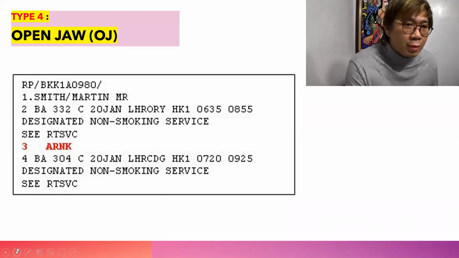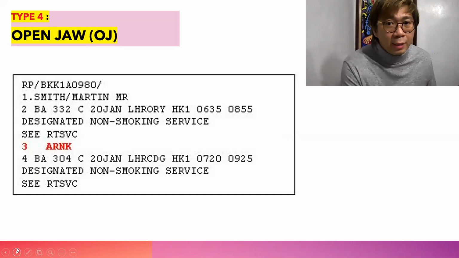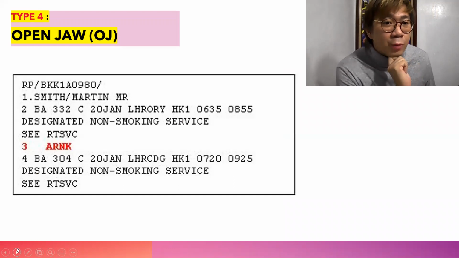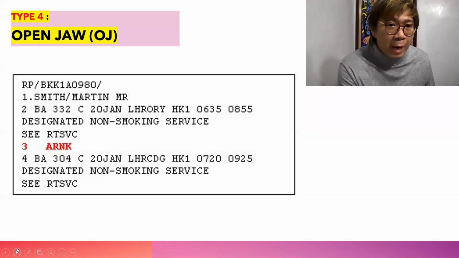Makikita mo meron siyang red mark na ARNK. So ibig sabihin ng ARNK sa system is arrival not known. So ibig sabihin, hindi natin alam pa paano nakarating si passenger kasi originally kanyang itinerary would be London Heathrow to Orly, Paris yan, no? ORY, Paris, no? Tapos nag-appear na lang siya all of the sudden sa Heathrow and then going to Paris again.